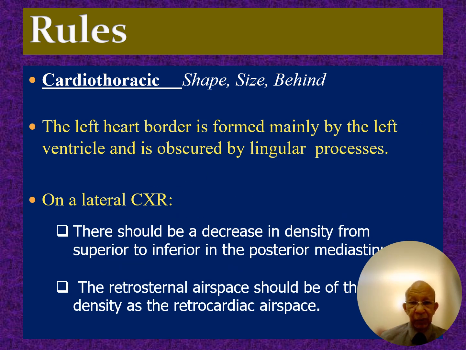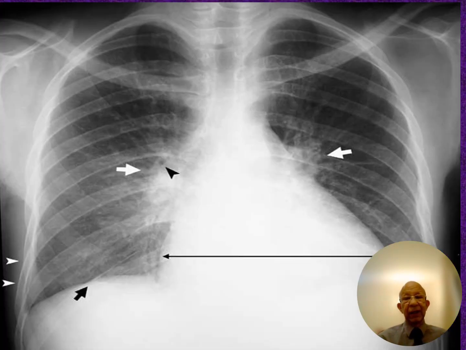And the left heart border is formed by the left ventricle. So if you have a lingular process, it will be obscured, right? If you look at a lateral X-ray as you're going down, you should be more black, a decrease in density from the superior to the inferior in the posterior mediastinum, and the retrospinal spaces should be of the same density as the retrocardiac airspace. Now let's look here.